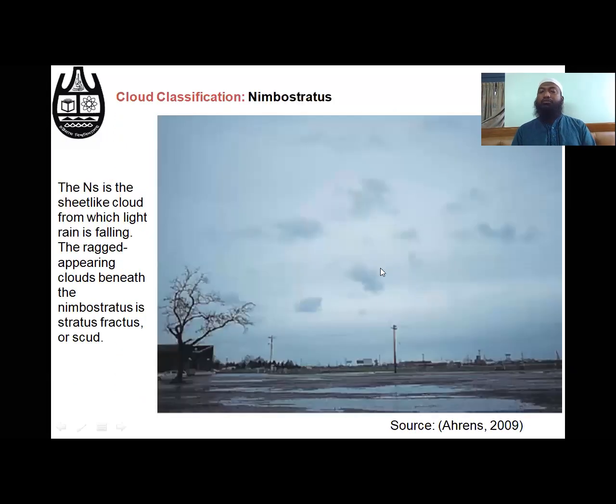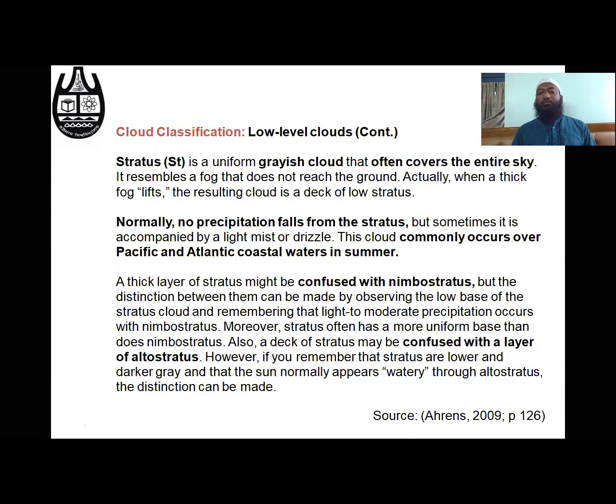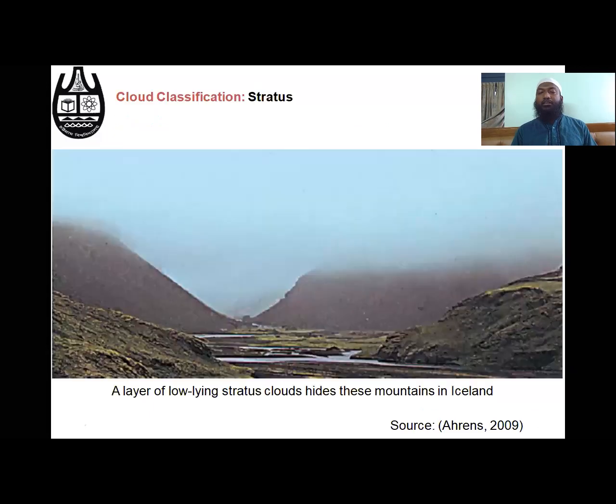This cloud can be confused with that one, but it can also be differentiated, because observing the low base of the stratus cloud, it is very much lower in position, and that cannot give us any type of rainfall. And there is no layer in here. There are layers, but no distinguished layer.